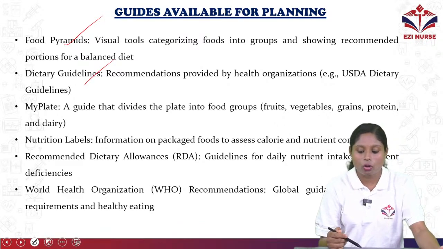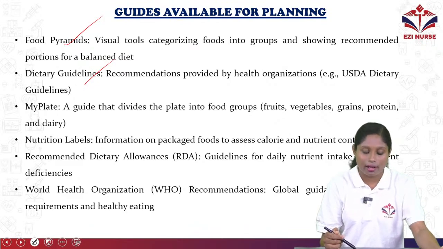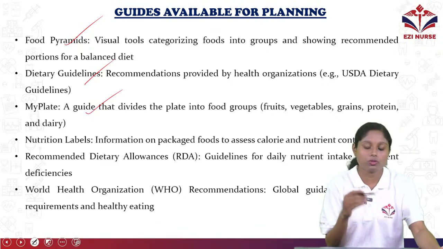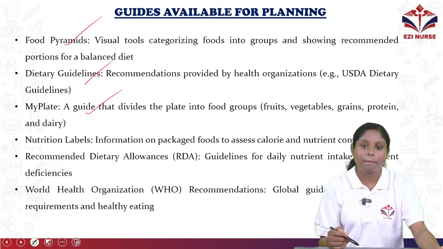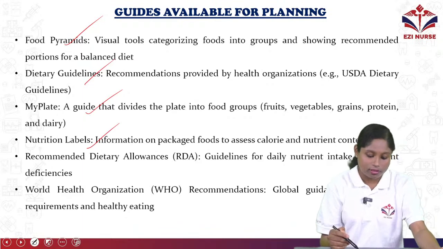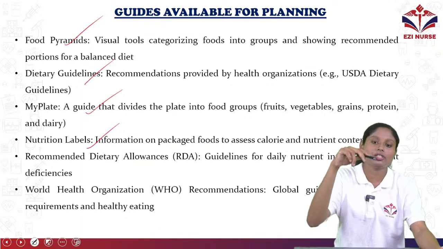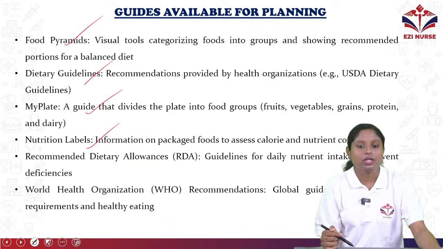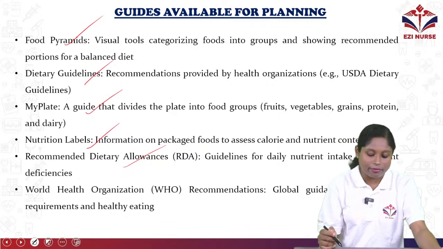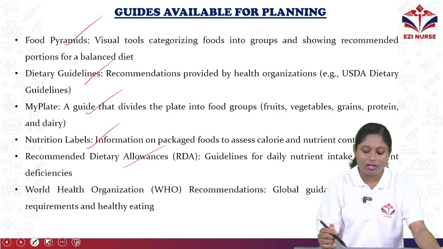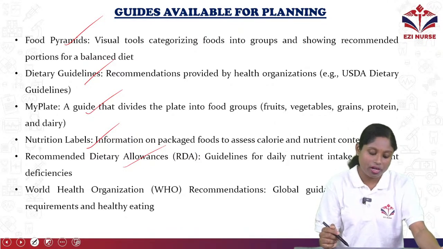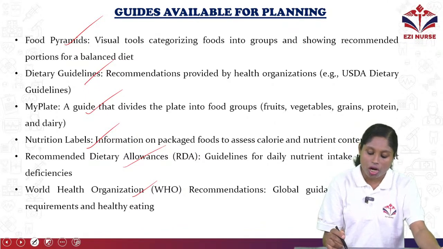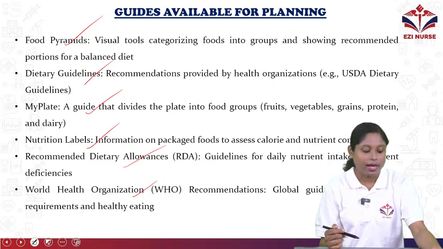Recommendations provided by health organizations like the USDA dietary guidelines. MyPlate is a guide that divides the plate into food groups like fruits, vegetables, grains, proteins and dairy. Nutrition labels: information on packaged food, giving the nutritional quantity to assess calorie and nutrient content. Recommended Dietary Allowances, RDA: guidelines for daily nutrient intake to prevent deficiencies. World Health Organization recommendation: global guidance on nutrient requirements and healthy eating.